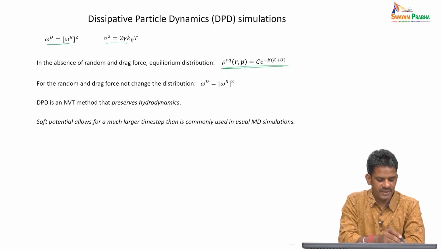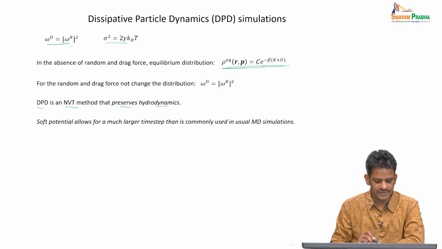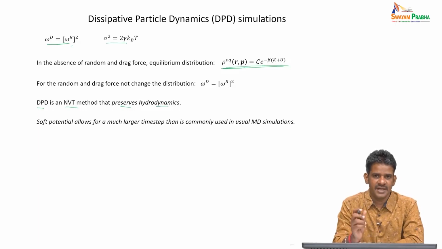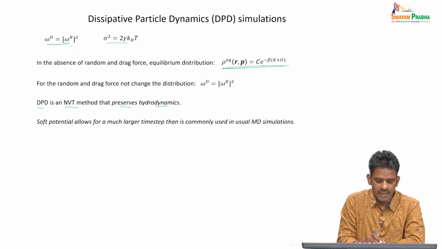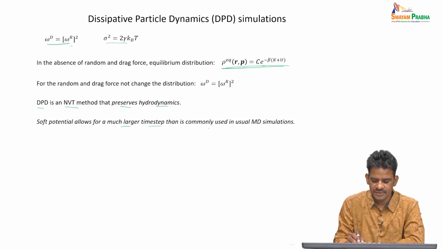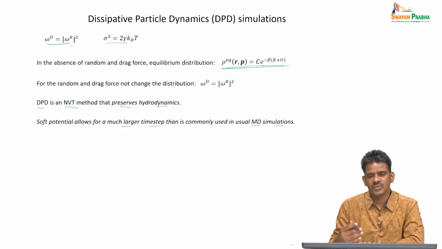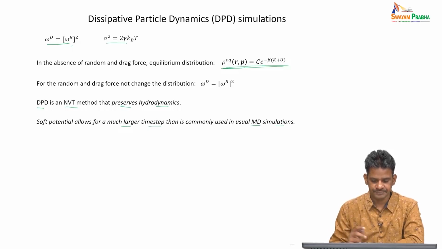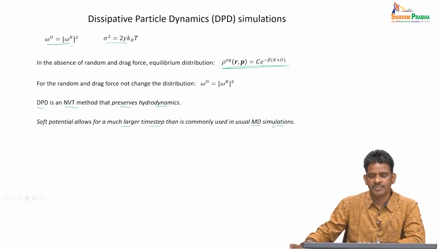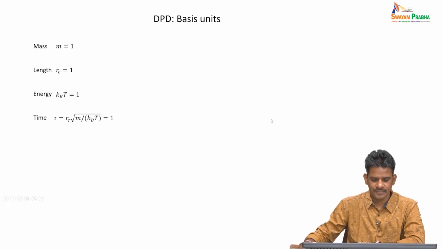Essentially, we have to remember that DPD is nothing but an NVT simulation, which preserves the hydrodynamic interactions between the particles. And like I was saying, the conservative force that we have taken is very shallow, linear in r, and that allows you to take a much larger time step than is commonly used in MD simulations. This is the reason why we say DPD is a mesoscale simulation, because it can reach longer time steps and longer simulations while preserving the hydrodynamic interactions.